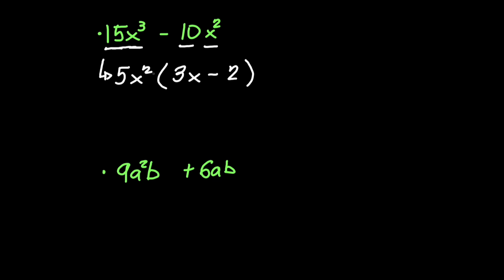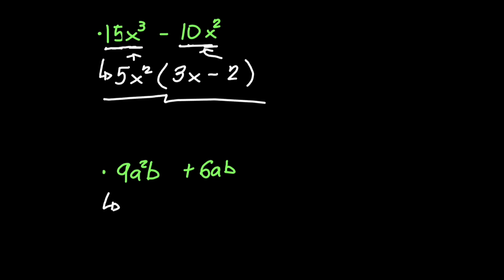Once again, check if it's correct. 5x squared multiplied by 3x would be 15x cubed, and 5x squared multiplied by negative 2 would be negative 10x squared. So, we can conclude that this answer is correct.